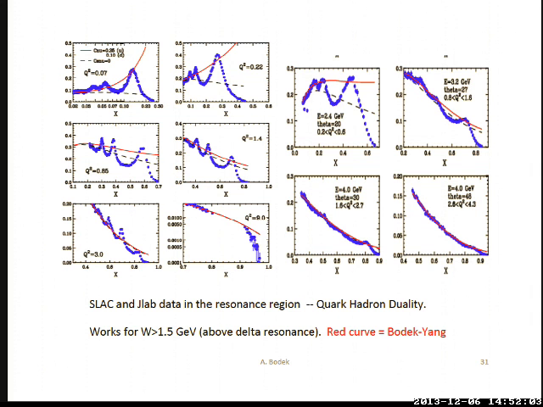Yes? I can't read it. What is the black dash curve? What is that prediction? Oh, this is just GRV98 without any corrections. Just straight GRV.